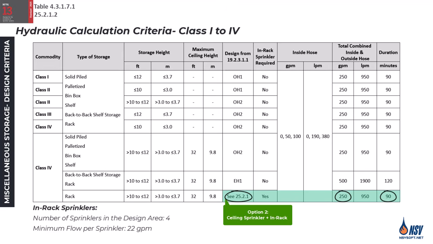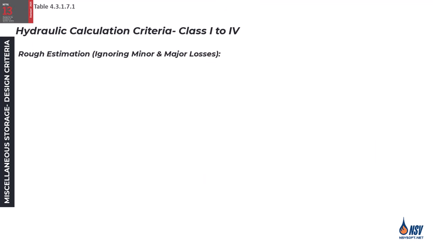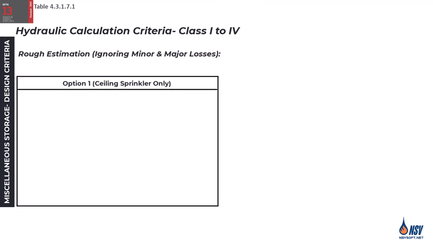For this option, the in-rack sprinkler design must be based on the hydraulically most demanding 4 adjacent sprinklers, using a minimum flow of 22 gallons per minute from the most remote in-rack sprinkler. In general, where NFPA 13 provides a choice between a ceiling-only design and a ceiling plus in-rack design, applying the second option often leads to a lower overall system demand, even though it adds the challenge of installing the in-rack sprinklers.